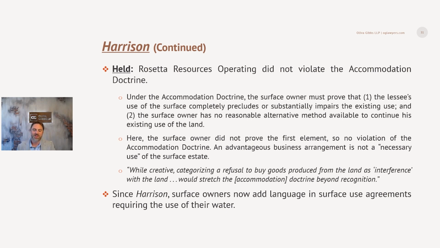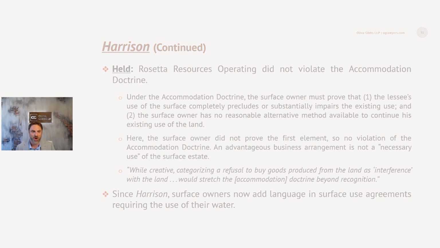So they said, look, the Accommodation Doctrine can't just be used in any situation where you can come up with some imaginative way to invoke it. That's not its intent. It's really to balance rights where neither party has much of a choice. And as in many instances where there's a balancing act, if everybody walks away unhappy, then the Accommodation Doctrine has probably done its job. So since Harrison, surface owners are trying to protect against this a little bit by adding language in surface use agreements that actually require use of water on their particular tract and forbid you from bringing it in from another tract. So that is it today.